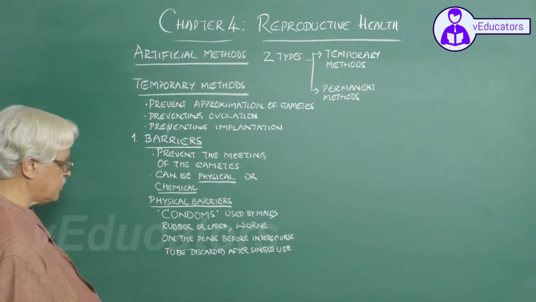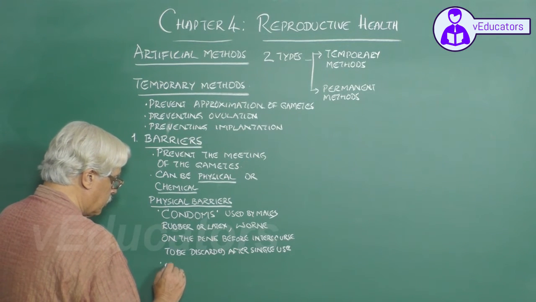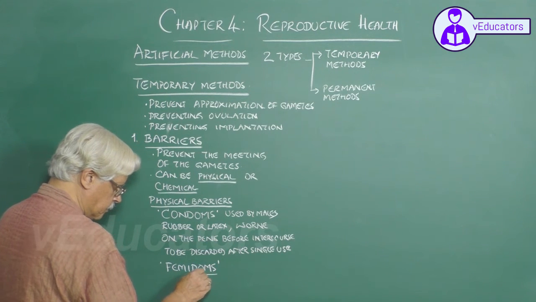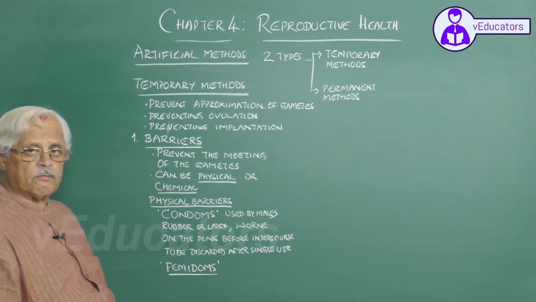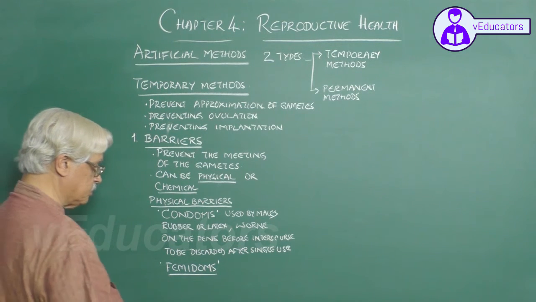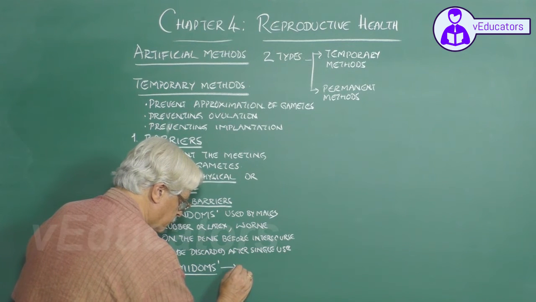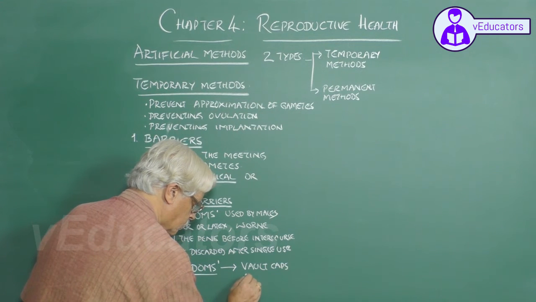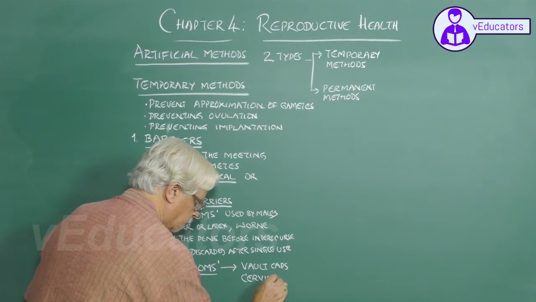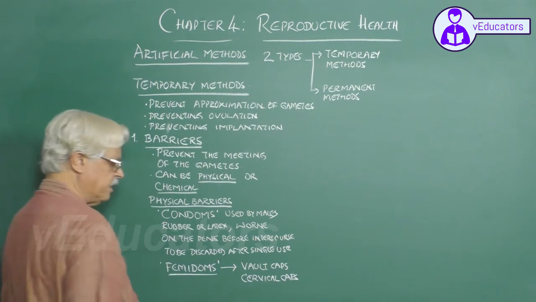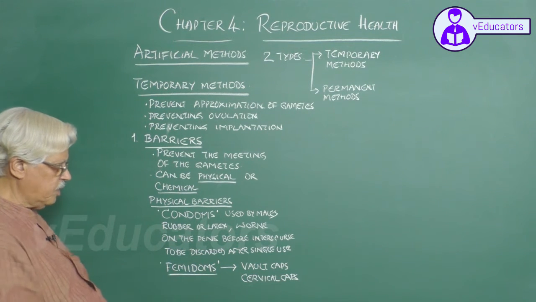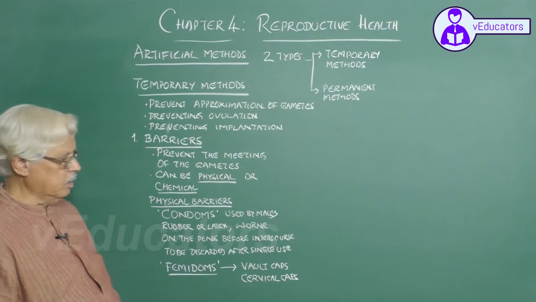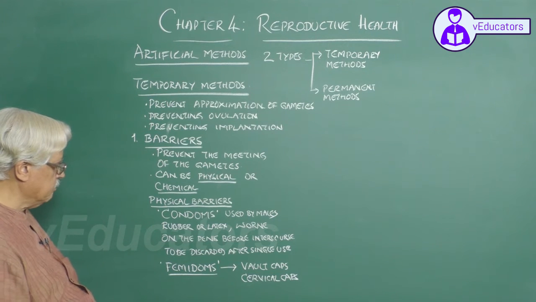In some cases, there are condoms that can be used by females, they are known as femidomes. Femidomes. They are in the form of physical barriers like vault caps or cervical caps, which close the entry of the cervix so that sperms cannot move further and reach the ovum.